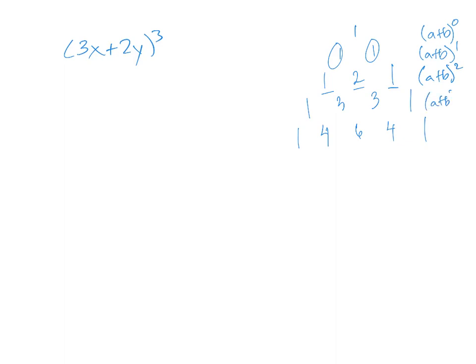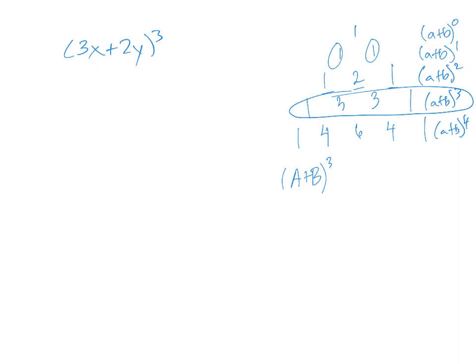A plus b to the 3rd. A plus b to the 4th. All right, let's see how this works out now. We are working with a cube in this problem, so we're working with these coefficients here. So here's the general binomial, a plus b, that's being cubed in this case.